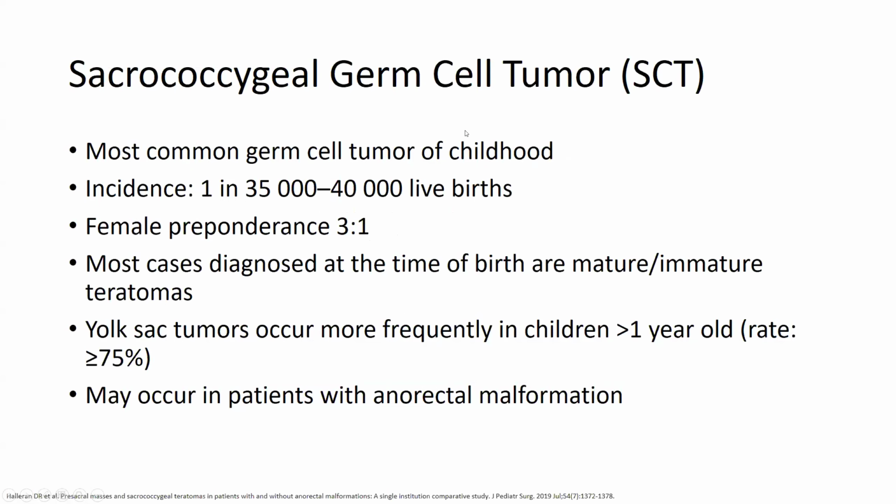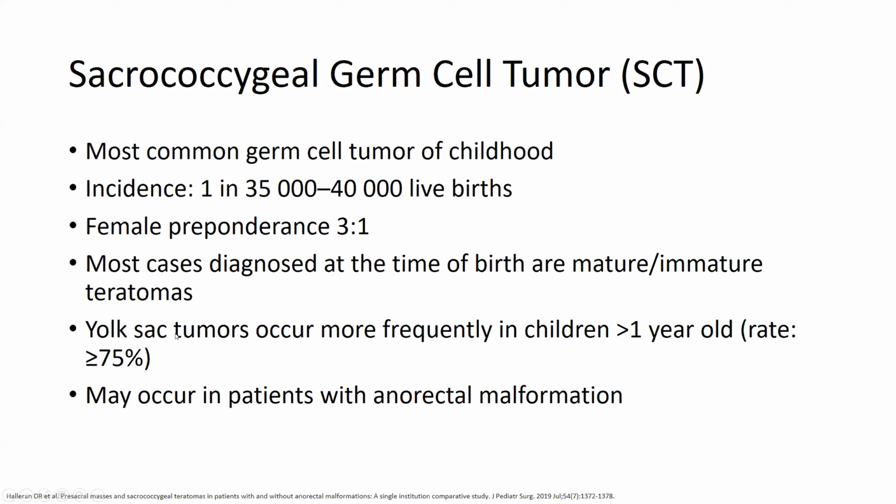And so let's move to what happens with these patients and with sacrococcygeal germ cell tumor, because it is the most common germ cell tumor of childhood. The incidence is 1 in 35,000 to 40,000 live births, and there is a female preponderance of 3 to 1. Most cases are diagnosed at the time of birth, and they are usually mature or immature teratomas, as in this case.